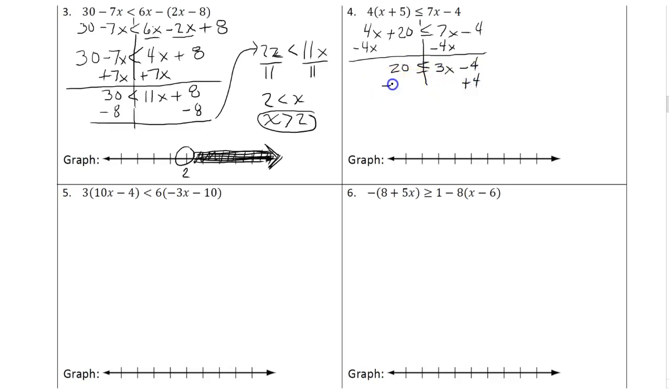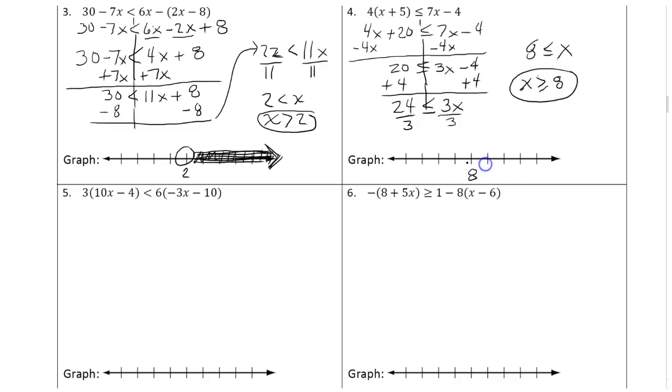Add 4 to both sides. We get 24 is less than or equal to 3x. Finally, divide both sides by 3. Our solution is 8 is less than or equal to x, which can also be written as x is greater than or equal to 8. Because of the or equal sign, we do a solid circle at 8. Because the mouth is towards the variable, we draw the arrow to the right.